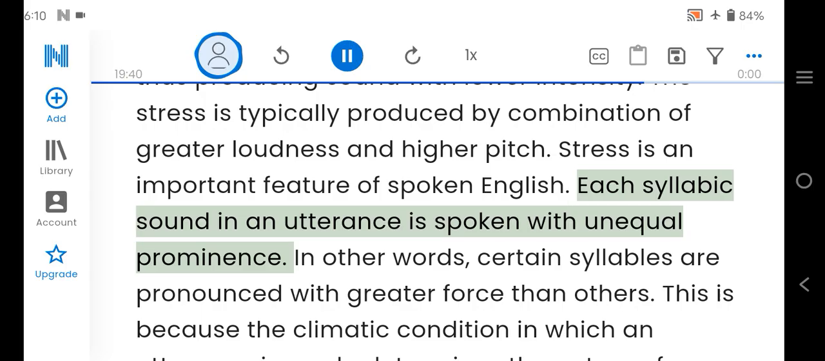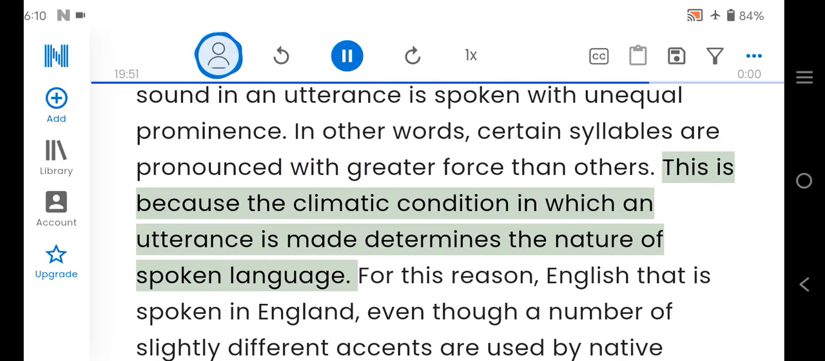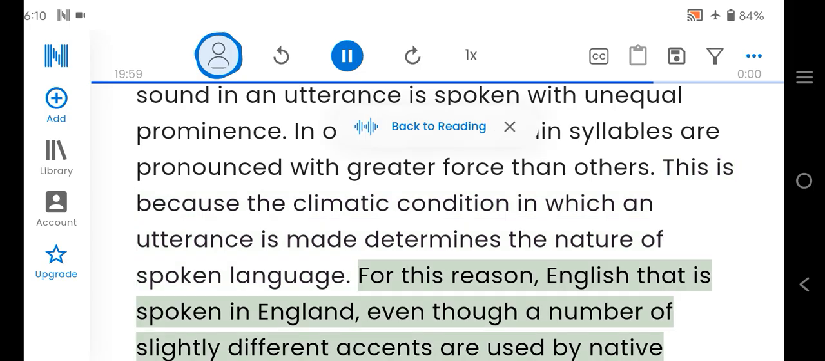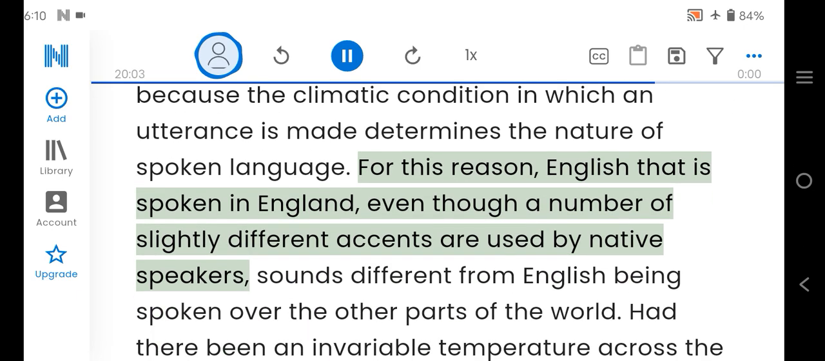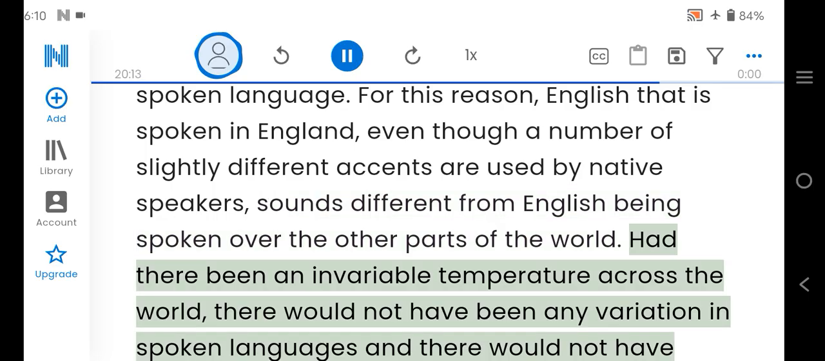Each syllabic sound in an utterance is spoken with unequal prominence. In other words, certain syllables are pronounced with greater force than others. This is because the climatic condition in which an utterance is made determines the nature of spoken language. For this reason, English that is spoken in England, even though a number of slightly different accents are used by native speakers, sounds different from English being spoken over the other parts of the world.